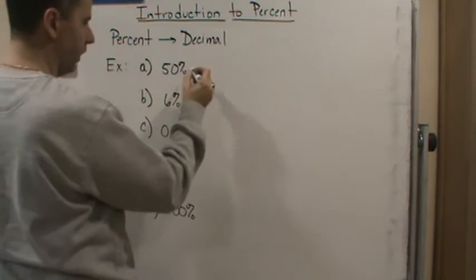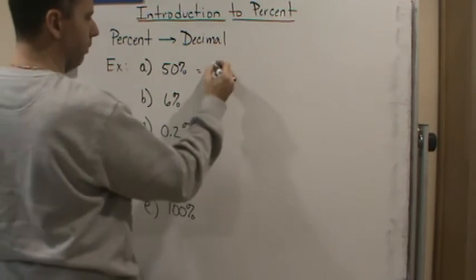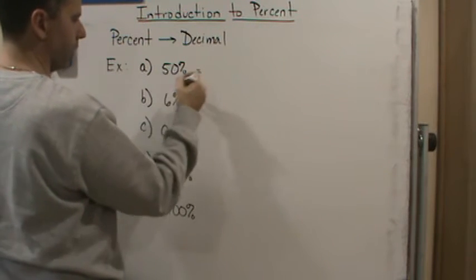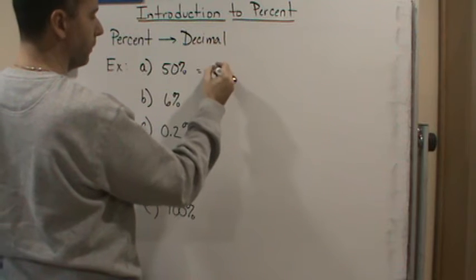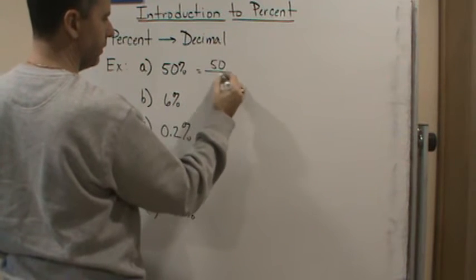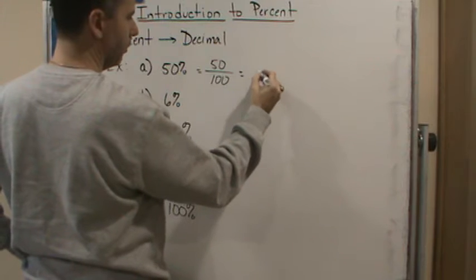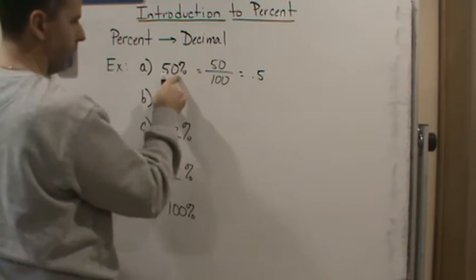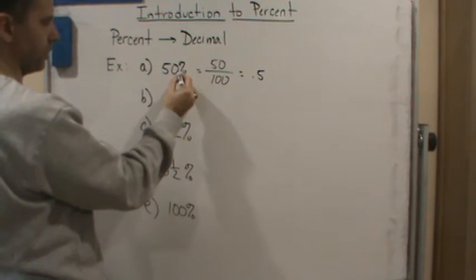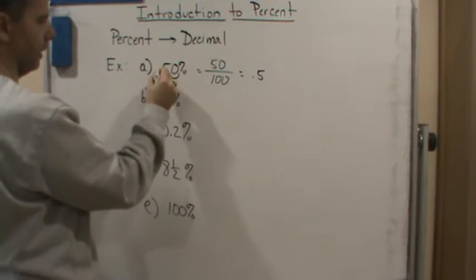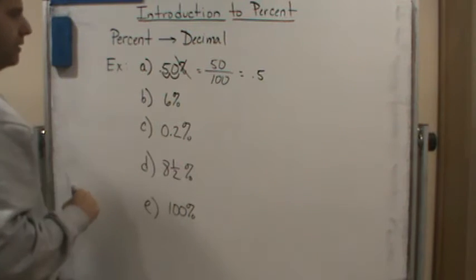So, this is going to equal what? To change this to a decimal, what we're going to do is just divide this by 100%. So it's going to be 50 divided by 100, which equals what? 0.5. And then effectively, all you have to do is just move the decimal point 2 spaces to the left and then drop the percent.